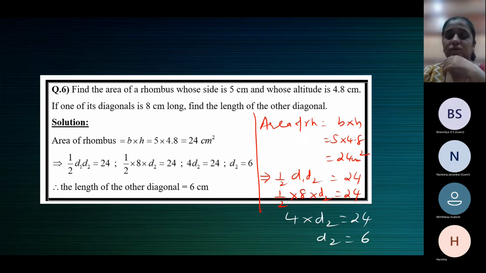So you should first find the area of the rhombus using the formula base into height, since you're given the base and height. So we get 24. Now, half D1 D2 is also 24, because half D1 D2 is also the formula to find the area of a rhombus, and the area of the rhombus is 24. So half into 8 into D2, because 8 is D1, is equal to 24. So 4 into D2 is equal to 24. D2 is equal to 24 by 4, which is 6. So the length of the other diagonal is 6 centimeters.